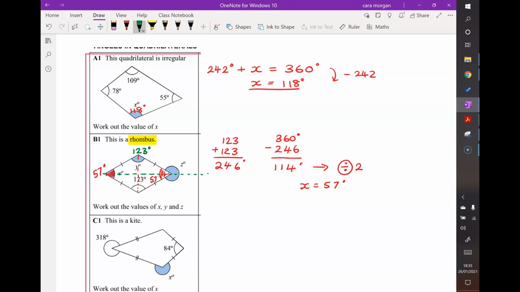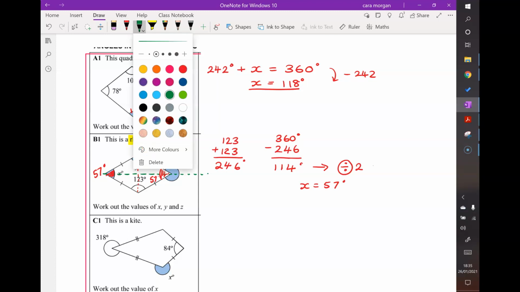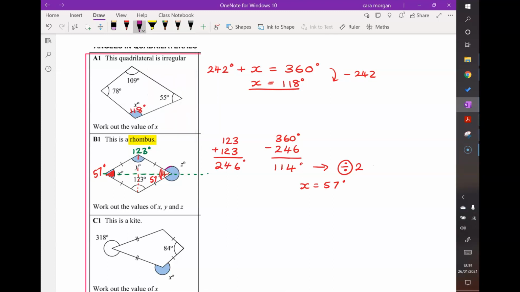However, angle Z, now I'm looking at angle Z there, and something that I had to keep reinforcing from your last piece of work on angles is that this is a reflex angle. And I know that angles around a point add up to 360 degrees. So to find angle Z, I'm going to do 360 degrees, subtract 57 degrees. And if I do that, I get 303 degrees. So Z was 303. I wonder if you got that one right. If you didn't, you might want to practice more with reflex angles.